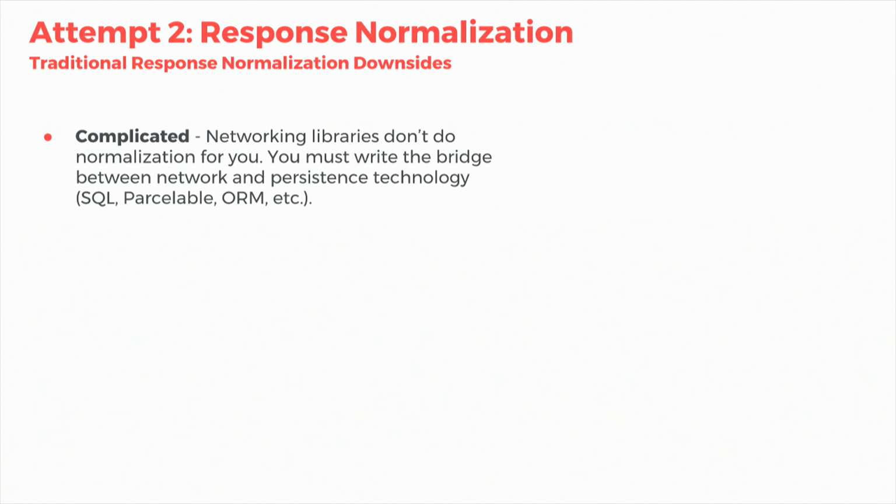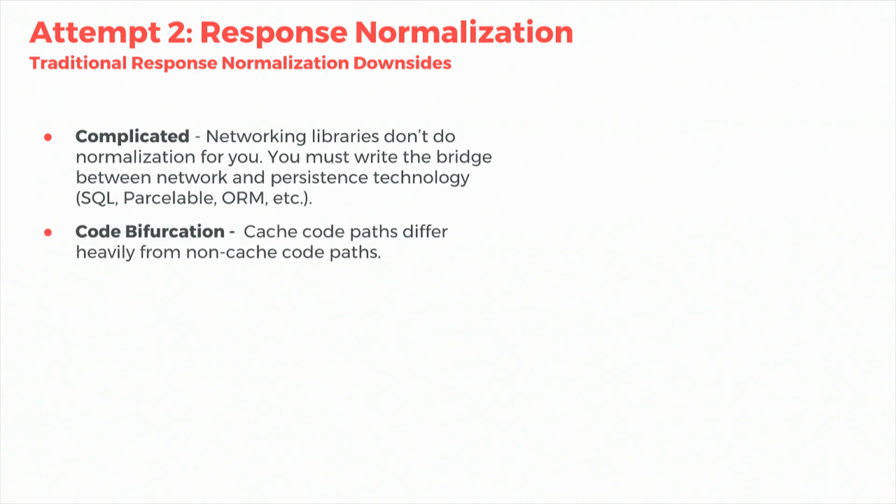OK, so without GraphQL, what would you do if you wanted to build response normalization? Well, it's really complicated. The networking libraries that ship on mobile clients don't do this for you. They would have no way to do it, is the problem. So developers would have to write by hand some sort of bridge between a persistent technology like SQL or Parcelable or an ORM. And this is, in my mind, a really big problem because it leads to code bifurcation. What this means is your app has two different ways to load data, whether you're loading from cache or from network, and this is going to be a cause of a lot of bugs.